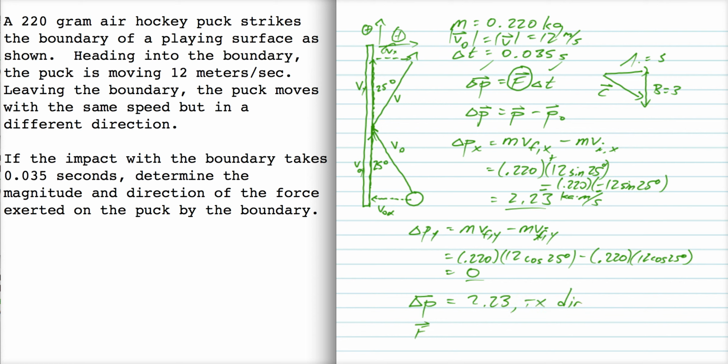Therefore, the average force, which is delta p over delta t, is just 2.23 over 0.035, which is 64 newtons, and it's in the positive x direction, just like the momentum vector.